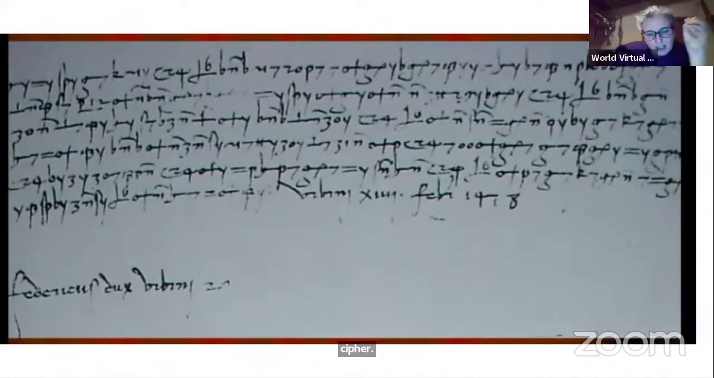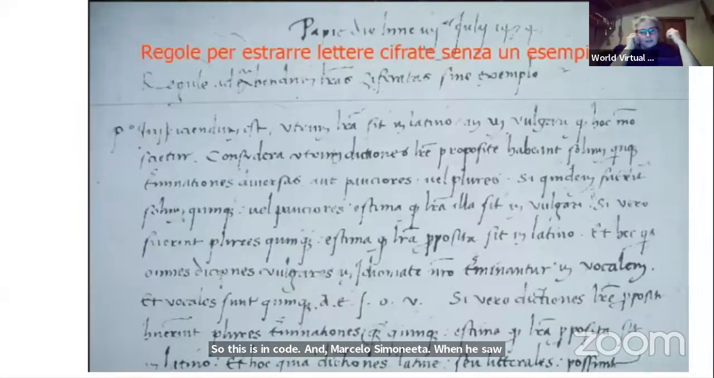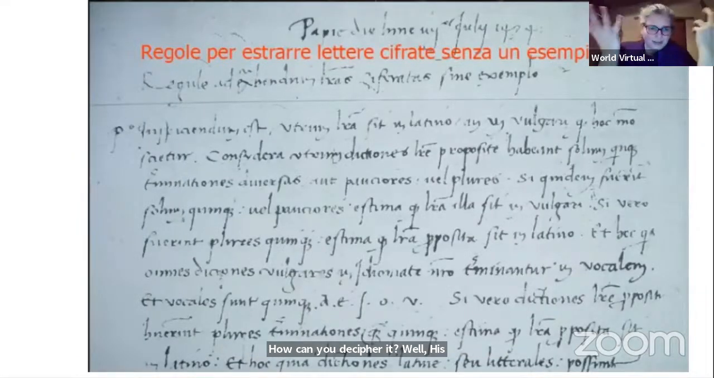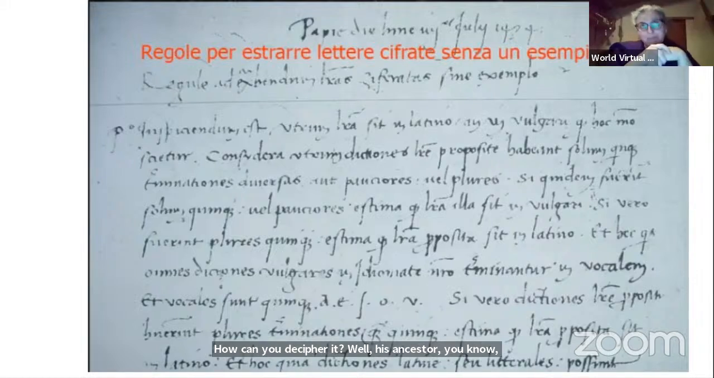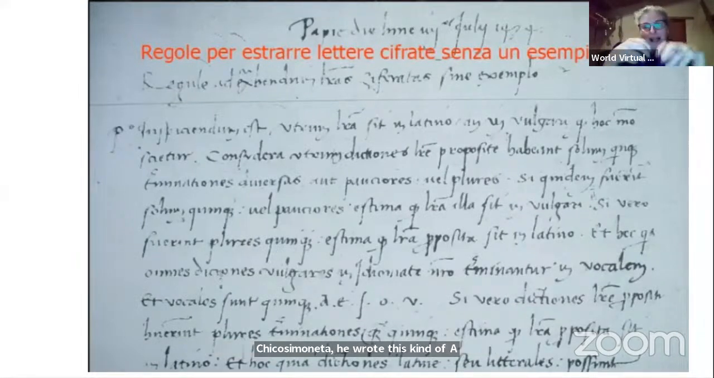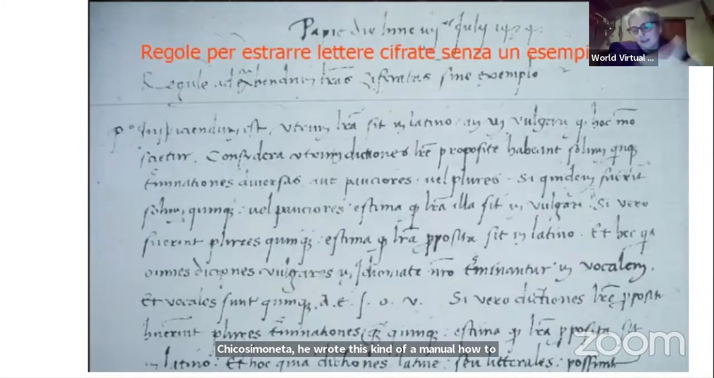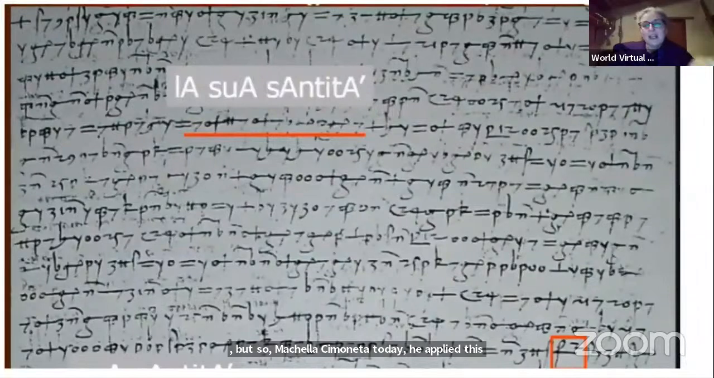And Marcello Simonetta, when he saw this letter, of course, it's in code. How can you decipher it? Well, his ancestor, Cicco Simonetta, wrote a kind of manual on how to decrypt letters. Now, I won't give you the detail, it would take us too long. But Marcello Simonetta today applied this manual his ancestor wrote more than 500 years earlier. And so he was able to decrypt this letter. And he knew, for example, this was a letter for the Pope.